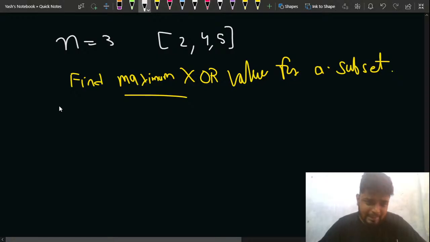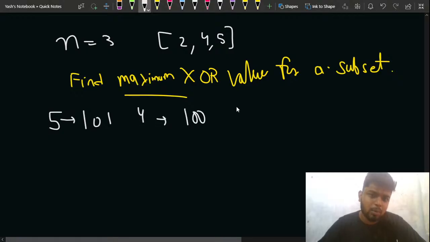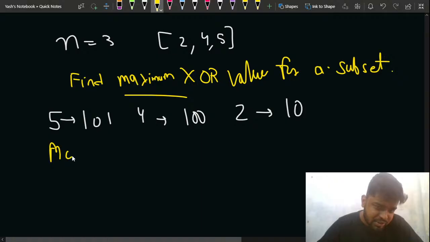First of all, let me write it in terms of binary. This is 101. What is 4? 4 is nothing but 100. What is 2? 2 is 10, right? Let us first have a look at the case. In this case, you can easily observe the most set bit, let's say the MSB, the most significant bit.